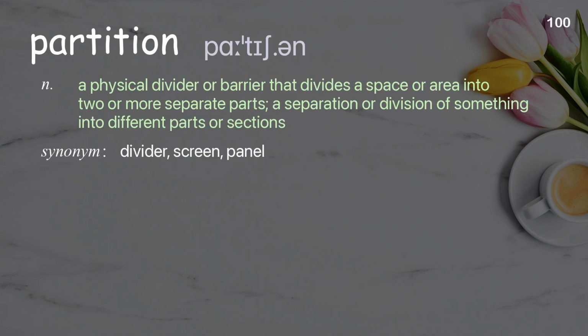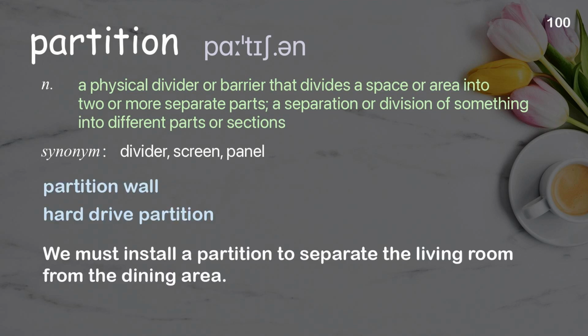Partition. A physical divider or barrier that divides a space or area into two or more separate parts. A separation or division of something into different parts or sections. Examples: Partition wall, hard drive partition. We must install a partition to separate the living room from the dining area.